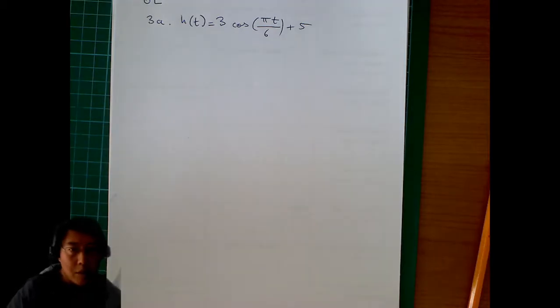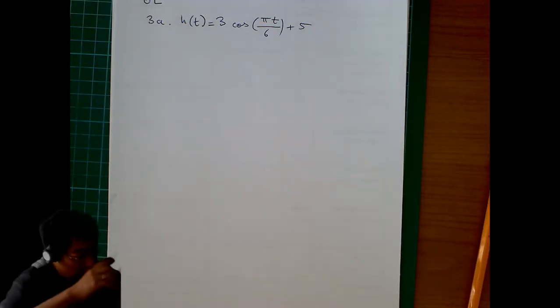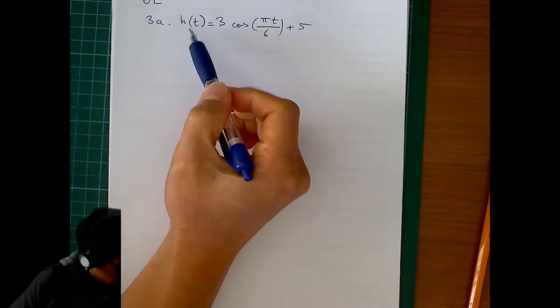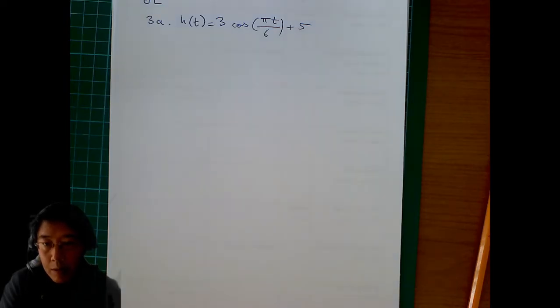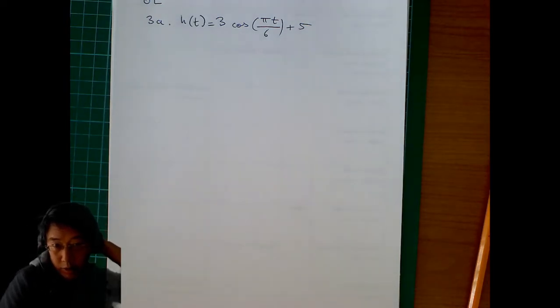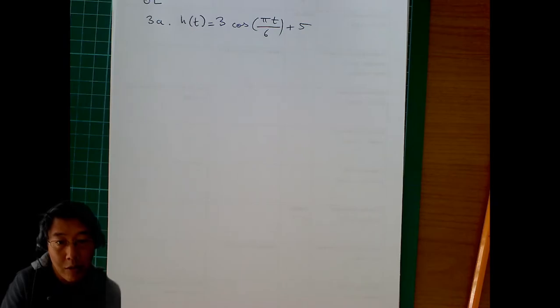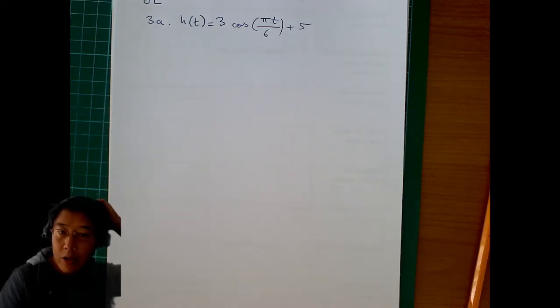Alright, so we need 3a, so I have the function of the height here. For 3b, what do I need? What times is the depth of the water? 6 meters. Yeah, I understand that. I just need 3a. I need the actual equation.